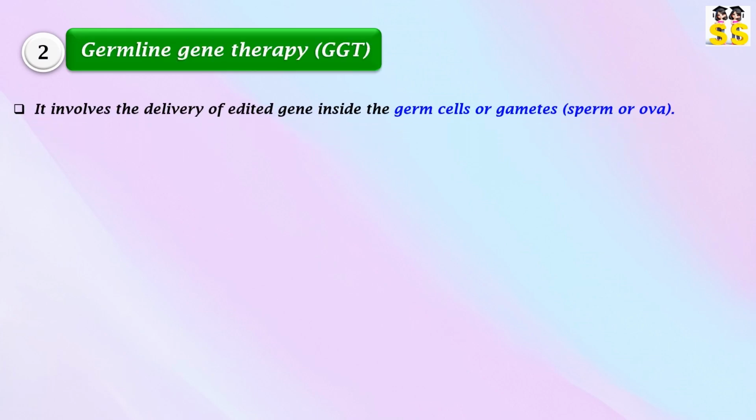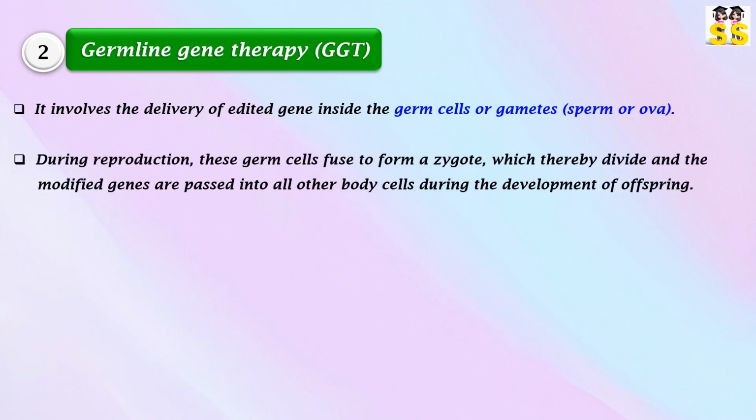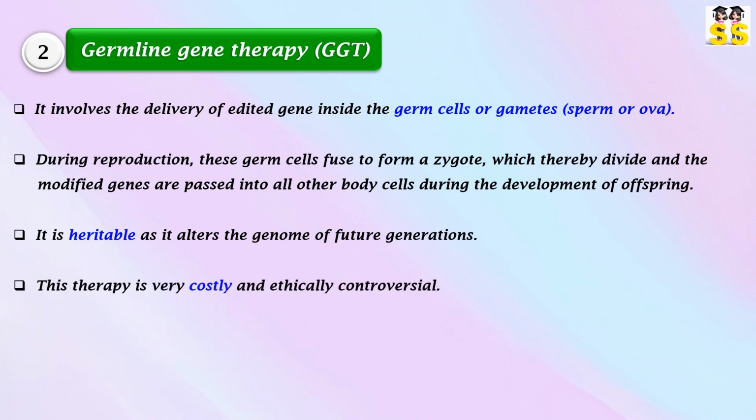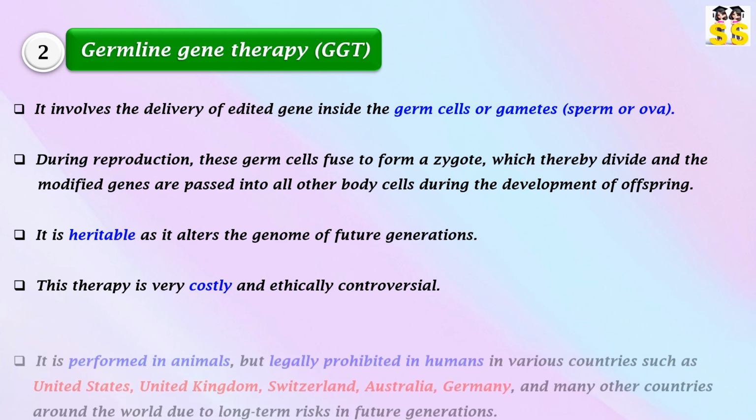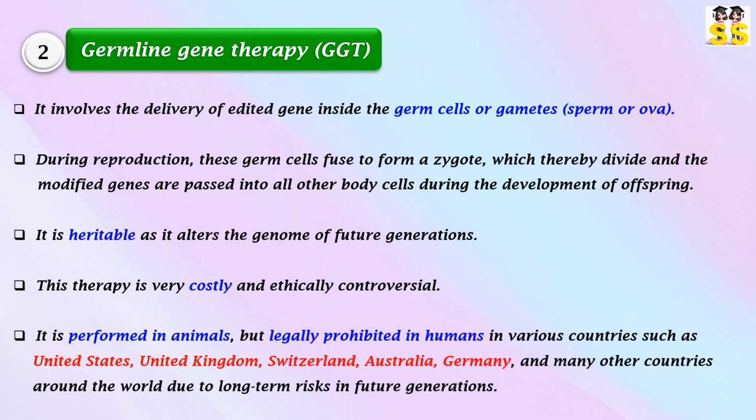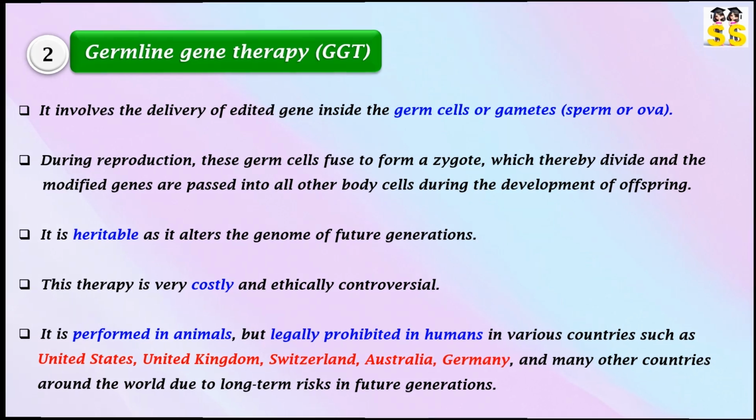Secondly, germline gene therapy. It involves the delivery of the edited gene inside the germ cells or gametes, that is sperm or ova. During reproduction, these gametes fuse to form a zygote, which thereby divides, and the modified genes are passed into all other body cells during the development of offspring. It is heritable as it alters the genome of future generations. It is very costly and ethically controversial. It is performed in animals, but legally prohibited in humans in various countries such as the US, UK, Switzerland, Australia, Germany, and many other countries around the world due to unknown long-term risks in future generations.